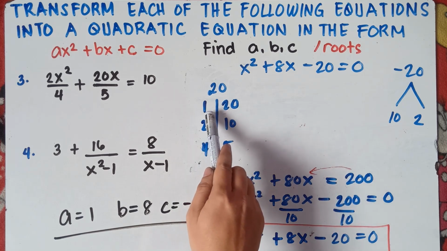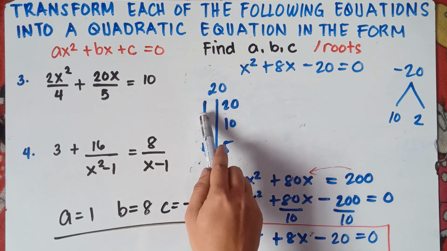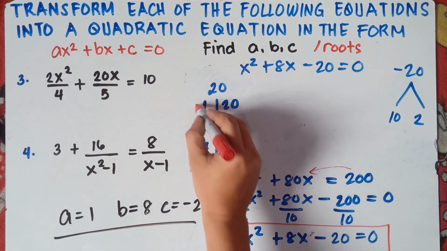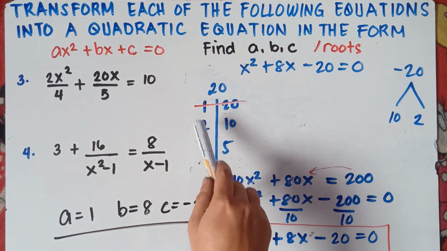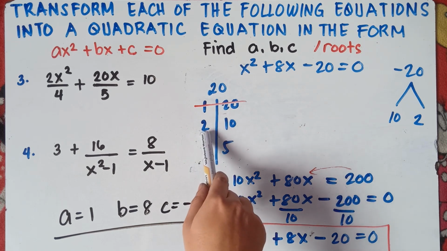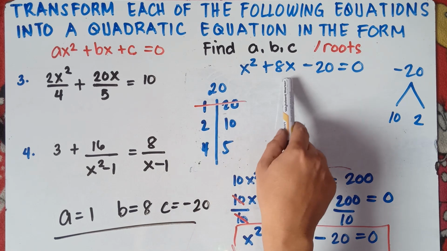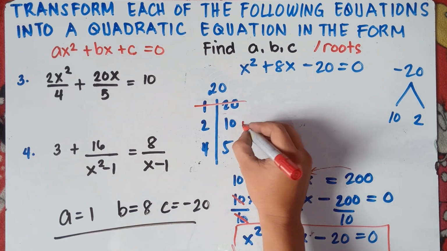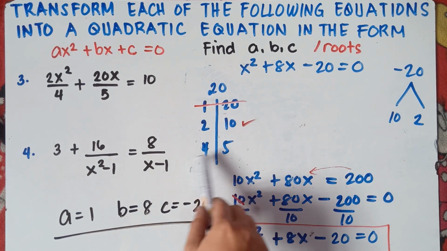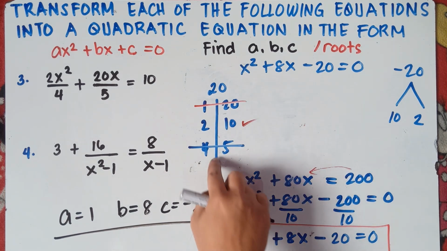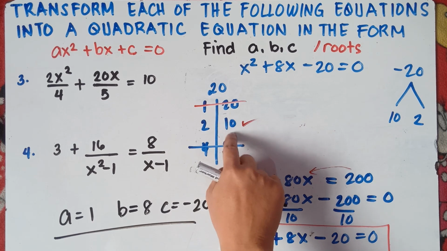Of course, for 1 and 20, if we add 20 plus 1, that's 21. If we subtract, 20 minus 1 is 19. Therefore, we cannot use this one. Same, let's try 2 and 10. 2 plus 10 is 12. But 10 minus 2, that's 8. Therefore, we can use these numbers. For 4 and 5, 4 plus 5 is 9. 5 minus 4 is 1. Therefore, we cannot use this one because we need to have 8. We only have 2 and 10.